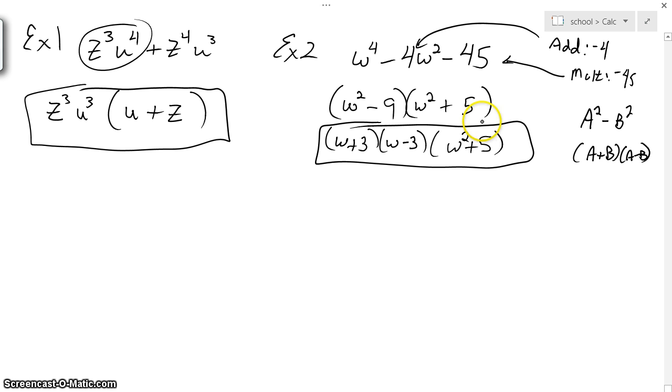You couldn't factor it, even if that 5 was really a perfect square.